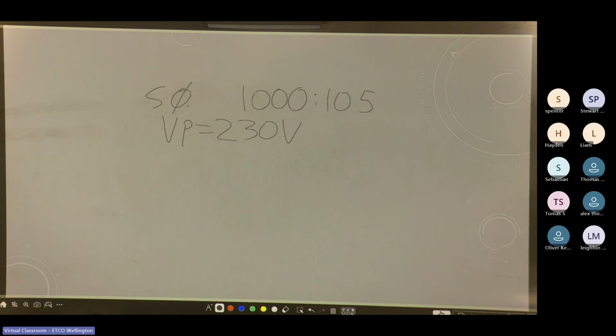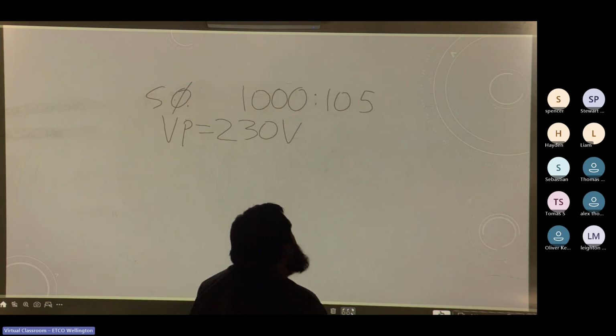Okay, guys, any ideas on secondary output voltage? Yep, cool. So we'll go through it.